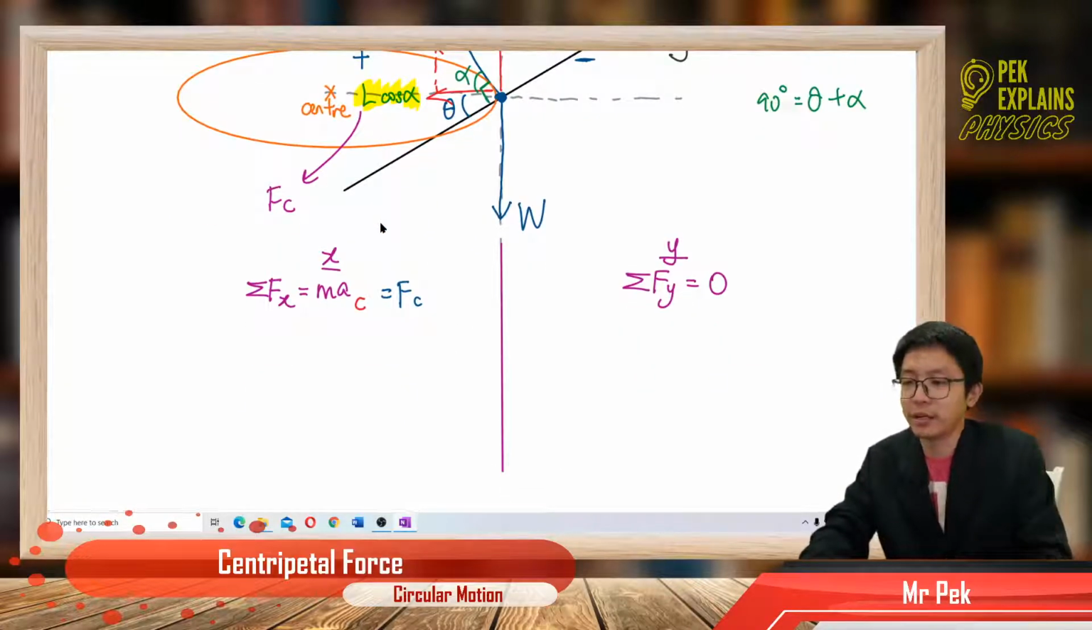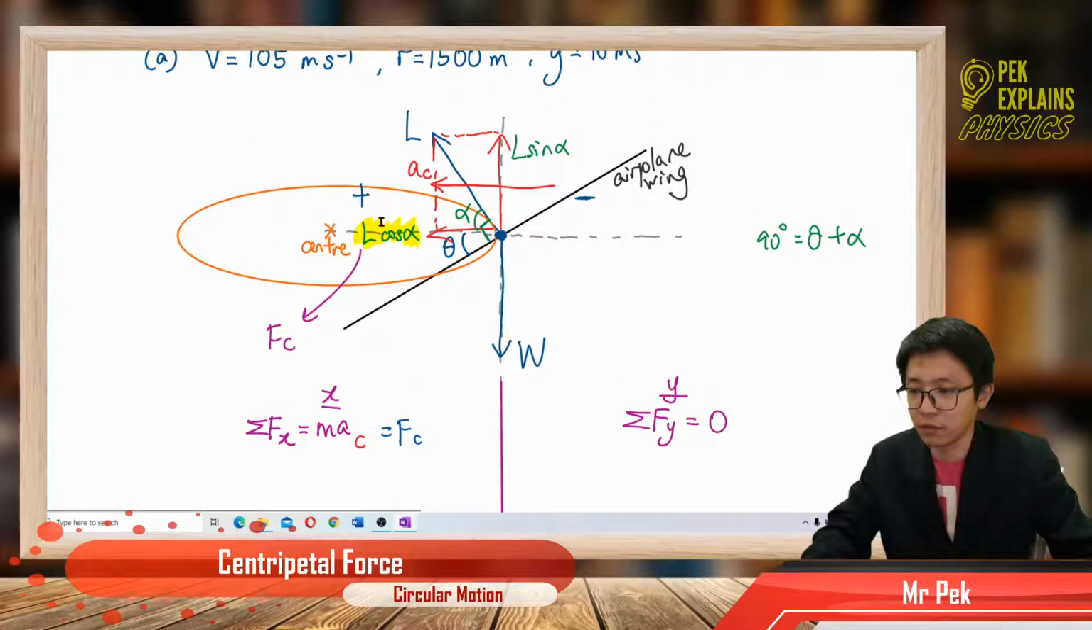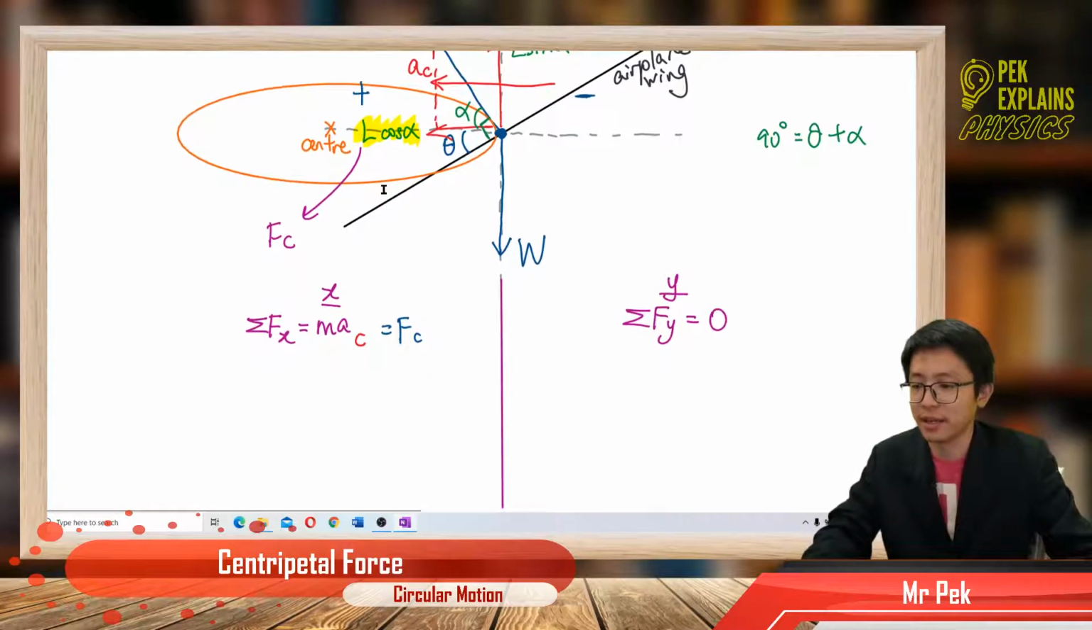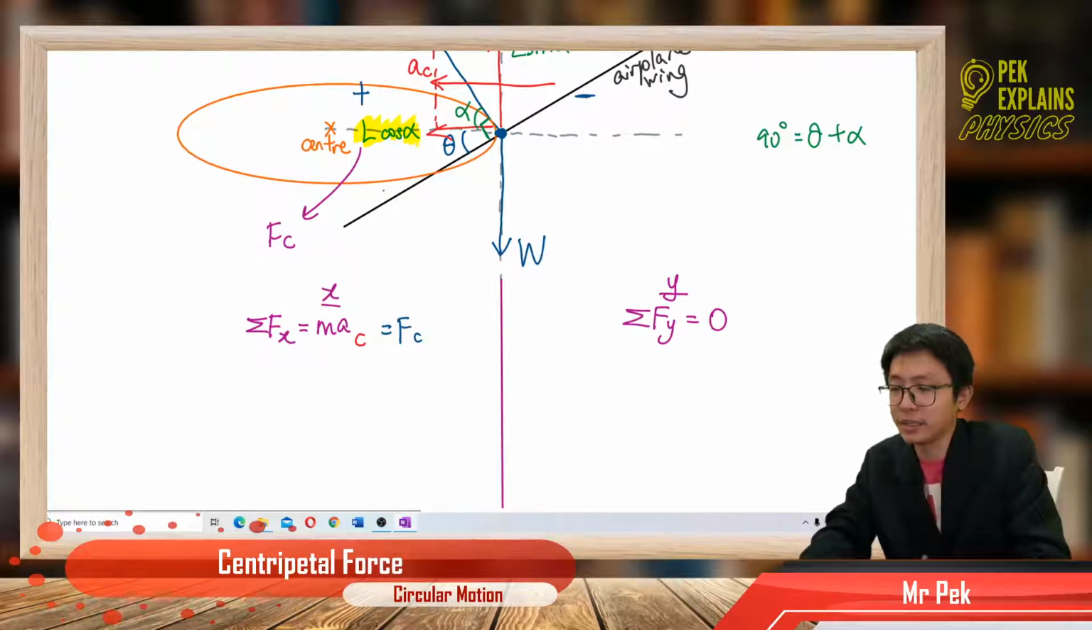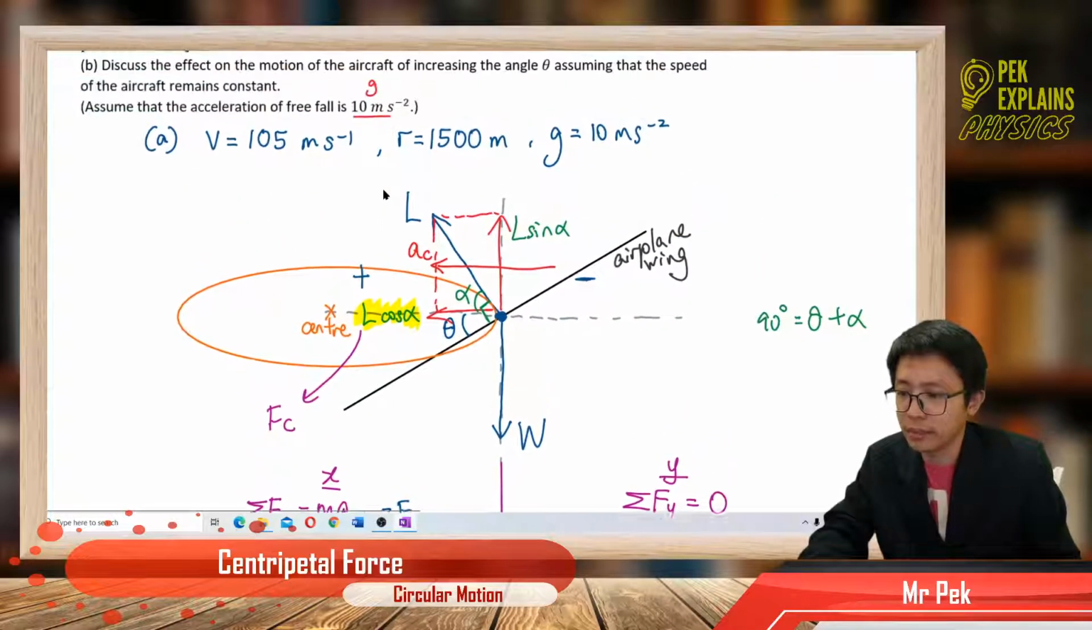So just write that down. L cos alpha is positive, because it's in the same direction as the centripetal acceleration. Just write that down. So we have L cos alpha equal to m a_c.